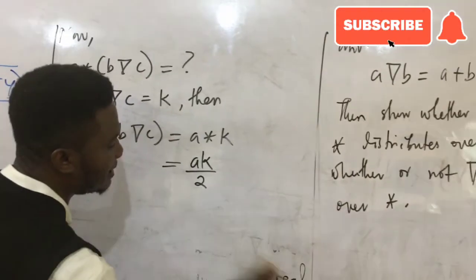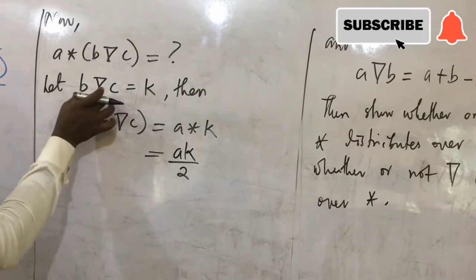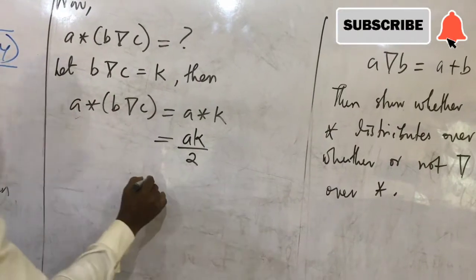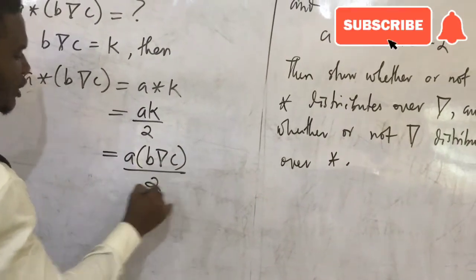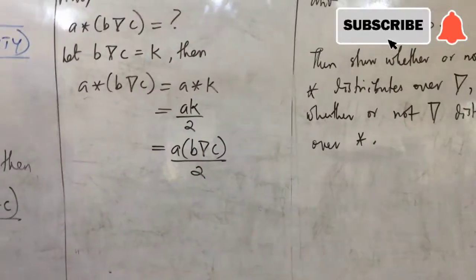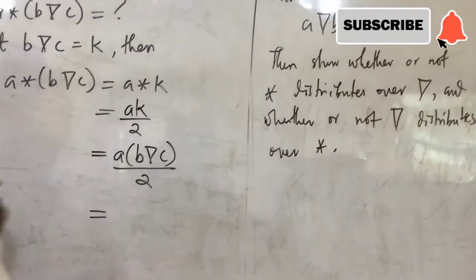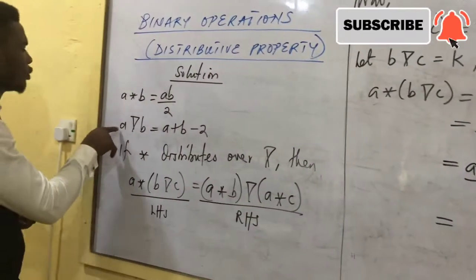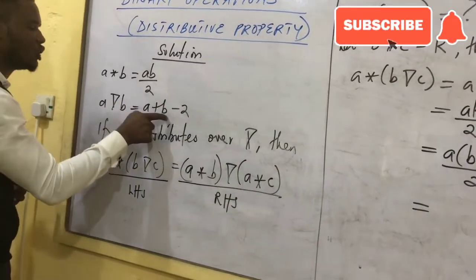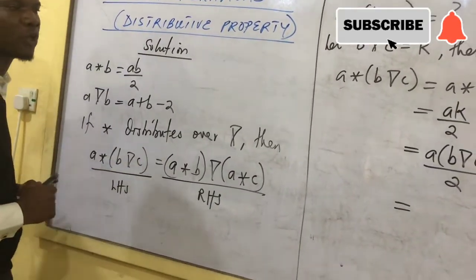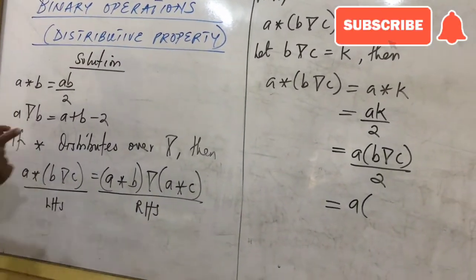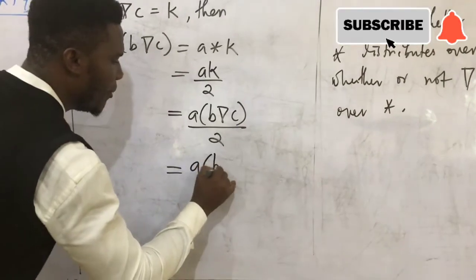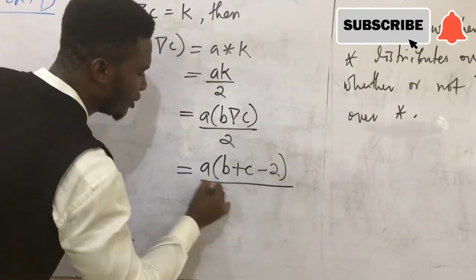But we know that K was assumed to be B nabla C. So I'm going to introduce, in place of K, the bracket B nabla C. And this will now be A times (B nabla C) over 2. So what was the definition of nabla? We were told that A nabla B is the addition of both of them with 2 subtracted from the result. So in this case, B nabla C, according to this definition, will be B plus C minus 2. So I'm going to put here (B plus C minus 2) all over 2, with A multiplying.